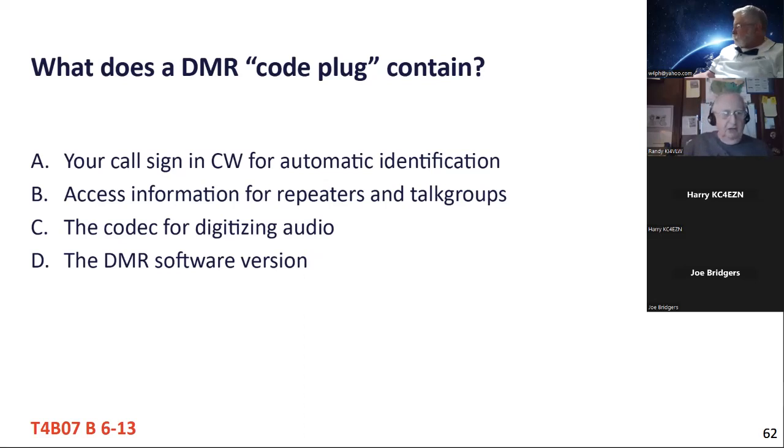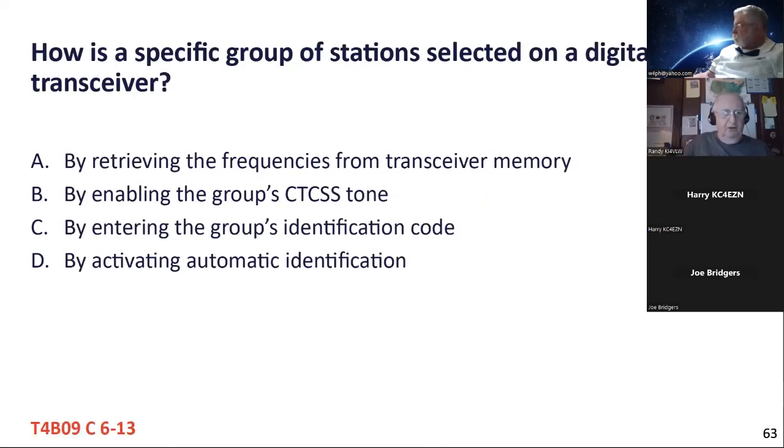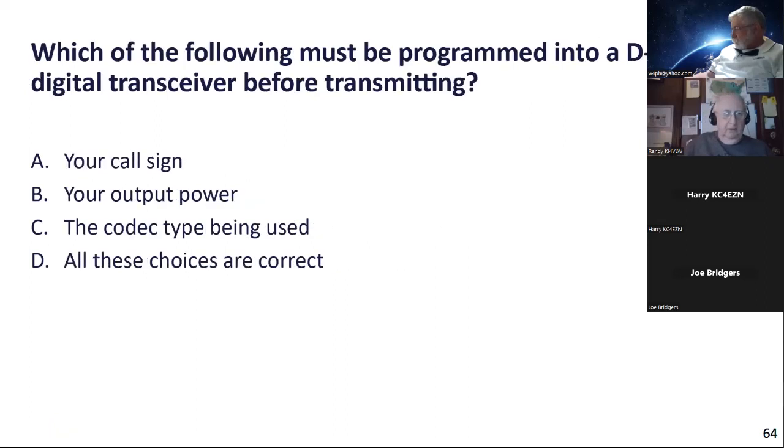Okay, what does a DMR code plug contain? The code plug is access information for repeaters and talk groups. How is a specific group of stations selected on a digital voice transceiver? Okay, that would be C, entering the group's ID code. Which of the following must be programmed into a D-Star digital transceiver before transmitting? Now, this is different from DMR a little bit, so this one would be your call sign, A.